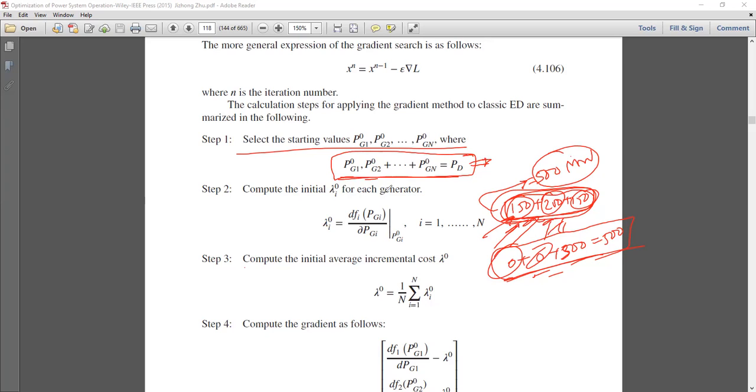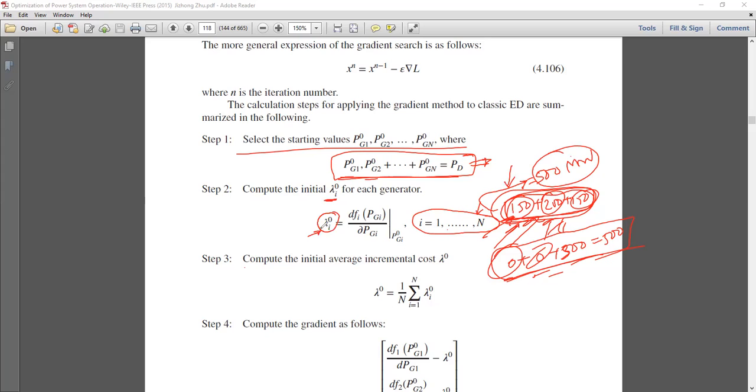This is the equality constraint. Next, you compute the initial lambda I for each generator. Be careful, lambda I for each generator. So if there are n number of generators, you are calculating lambda for each of the generators. So the lambda I 0 for I equals 1 up to n. If you have 3 generating units, there will be 3 lambdas. Okay. So lambda 1 0, lambda 2 0, and lambda 3 0.